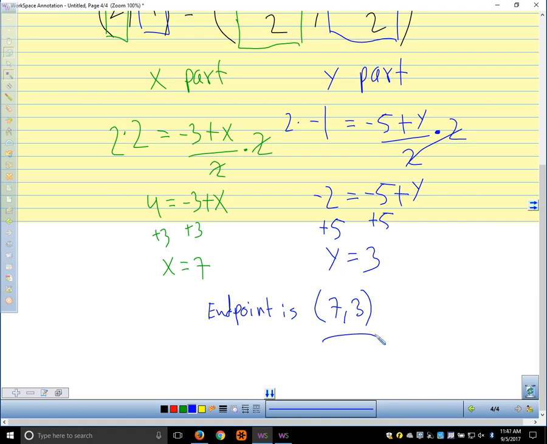So we set it up exactly the same way as we did the last one. We just have an x and a y that we have to find. All right, questions there?